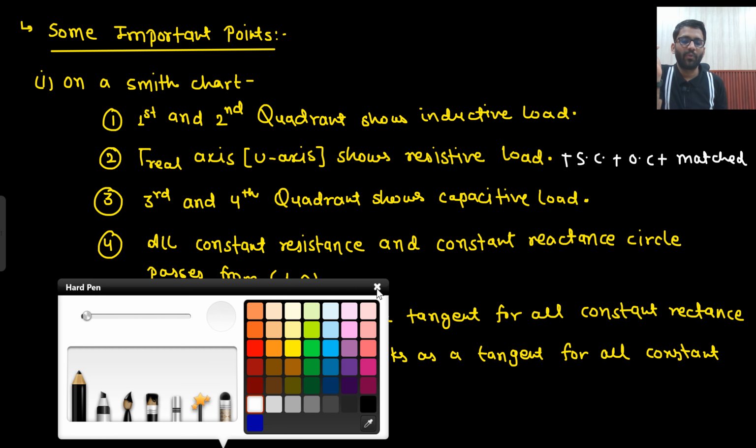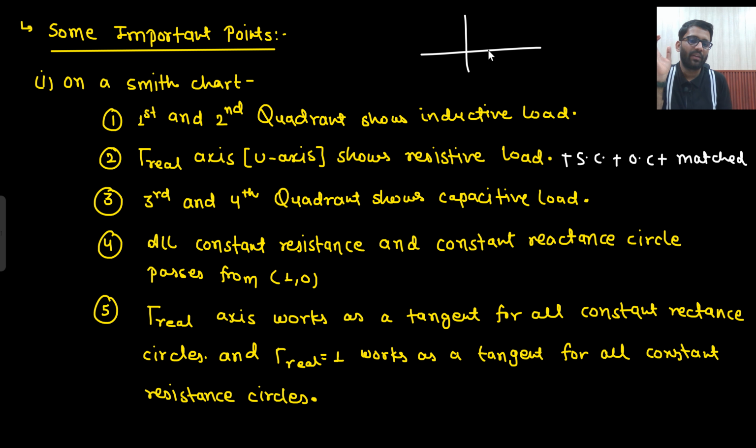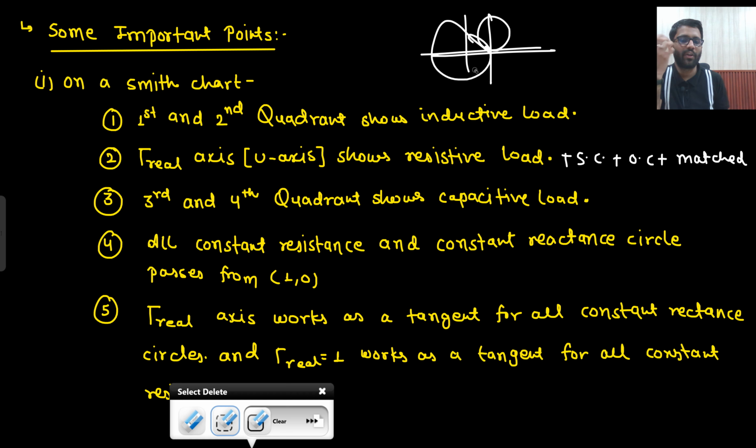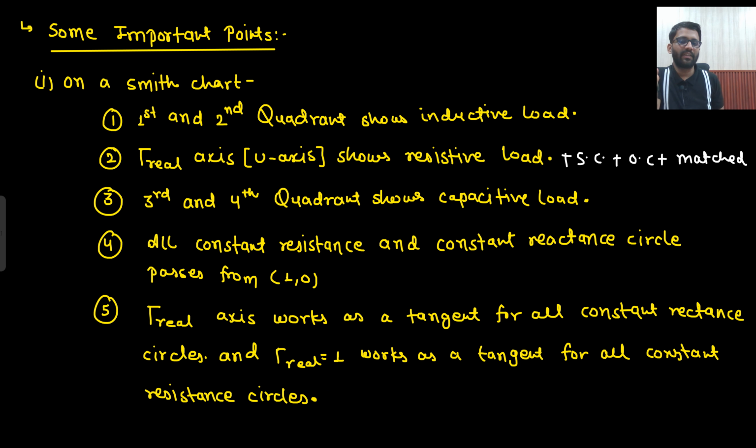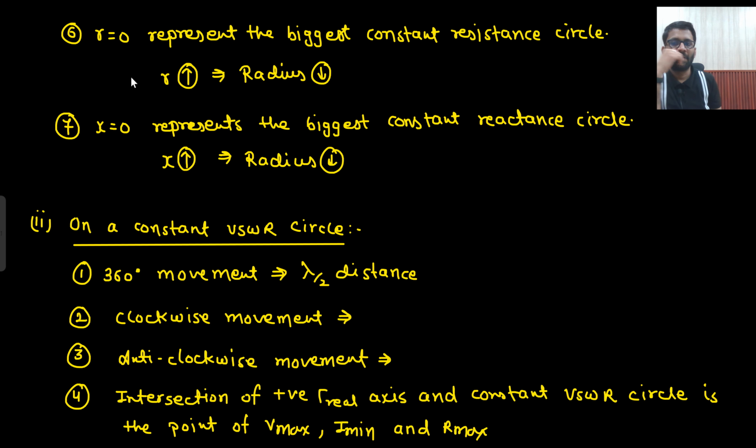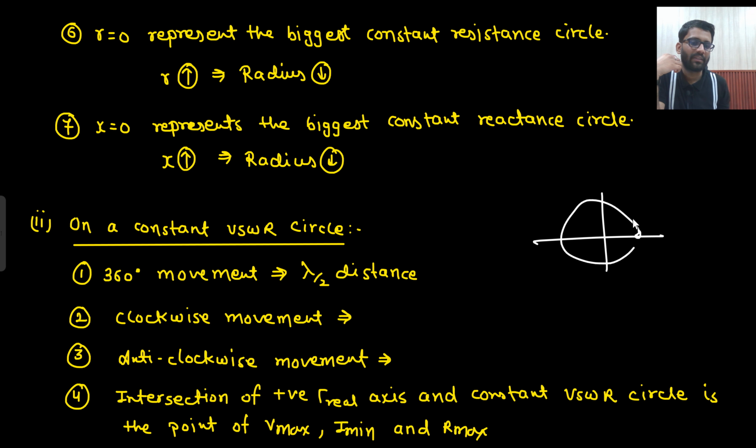So I hope you got to know what we are doing, constant reactance and constant resistance. This will be the tangent, this will be the tangent. No need to mug up. If the statement is written, you will think that this will be the tangent, and then you will tell whether the statement is correct or not. r equals to 0 represents the biggest constant resistance circle and if r value increases, then the radius would decrease. This you already know.